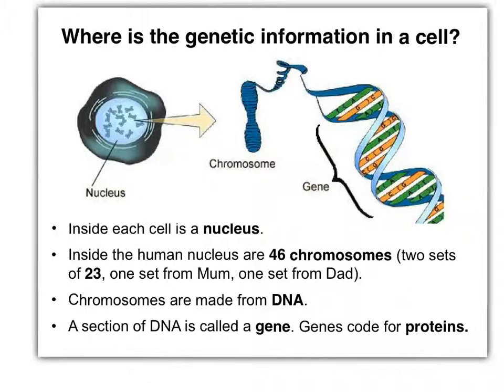So if we were to look at this, you can see the gene, there is a base sequence, so A, C, T, G, and the order of the bases in DNA code for the order of amino acids. So a different base sequence will lead to a different amino acid sequence and therefore a different protein.